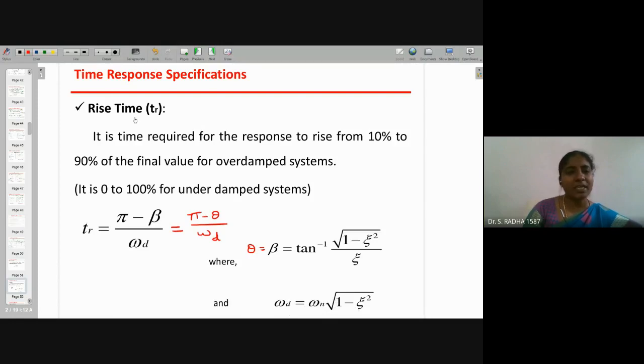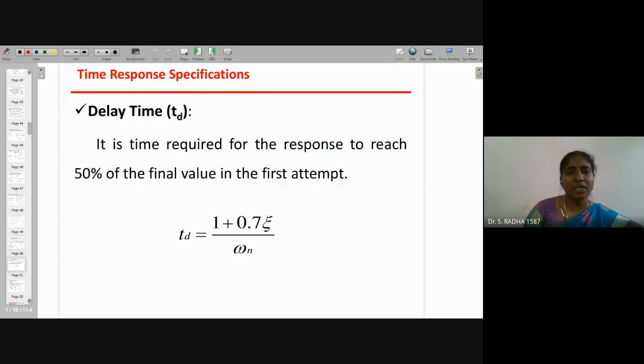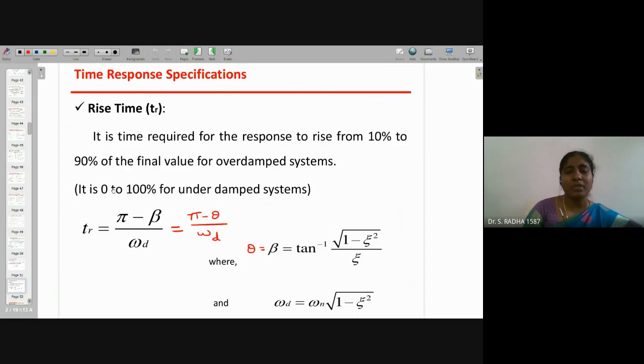Rise time means we had the definition 10% to 90% of the final steady state value. In the graph, I didn't explain that. Here, the first time when the output graph reaches 1, the time taken, we are calling it rise time. It is 0 to 100%, whereas 50% means delay time. That is particularly in the case of an underdamped system, where the output graph takes time from 0 to 100% of the final value.